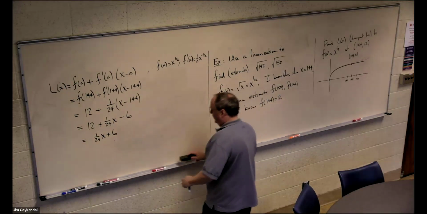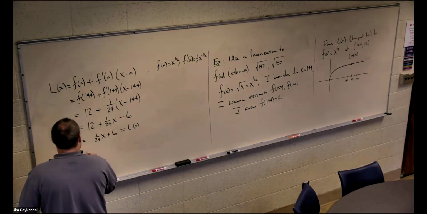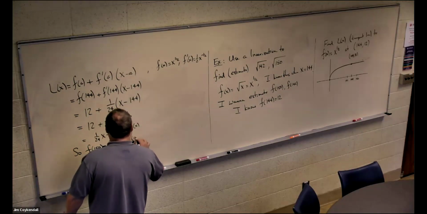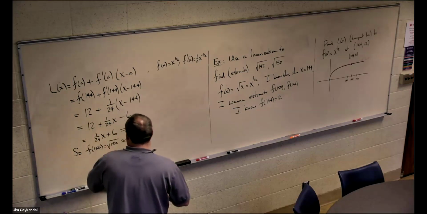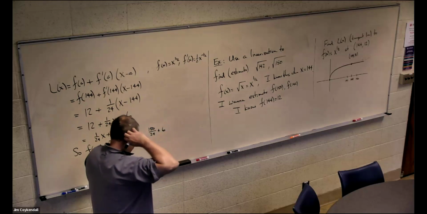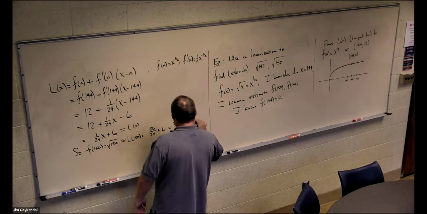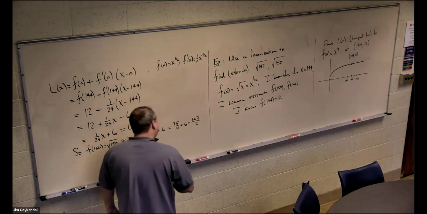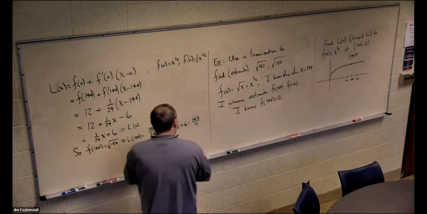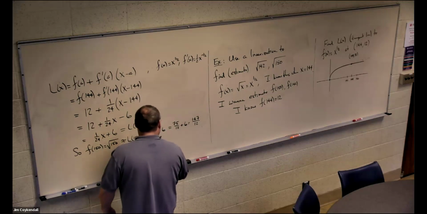So if I want to estimate this, I assume that f of 150, which is the square root of 150, is approximately equal to L of 150, which is equal to 150 over 24 plus 6, which is 75 twelfths plus 6, which is 147 over 12. So this estimate that I get is going to be 12, and then 3/12, 12.25.